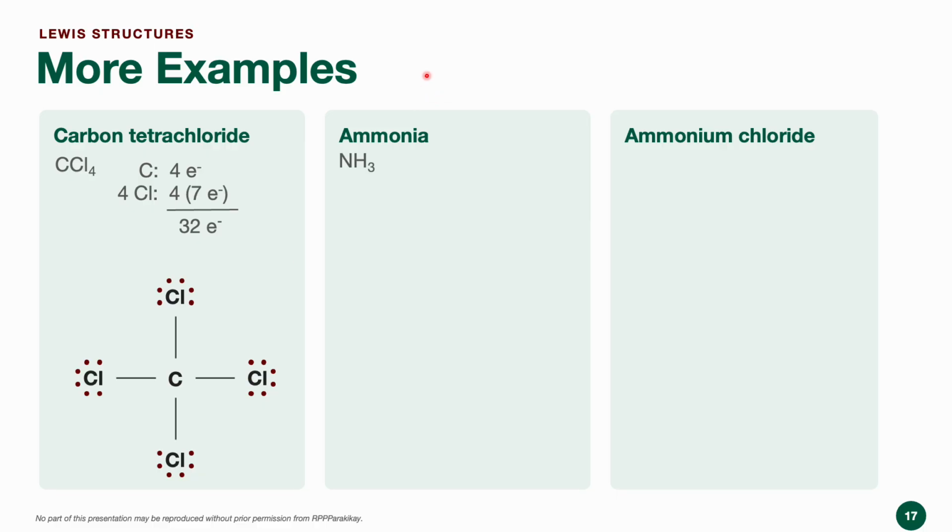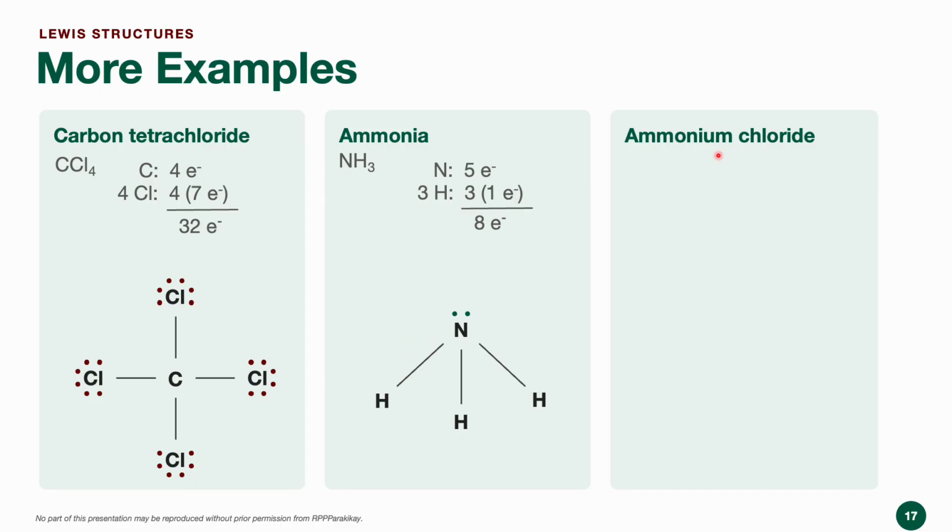Next is ammonia, NH3. Nitrogen has 5 valence electrons plus hydrogen, 1 times 3, so a total of 8 valence electrons. 3 N-H bonds will use 6 of those, leaving 1 lone pair on nitrogen. Notice here, hydrogen never gets a lone pair since it is satisfied with just 2 electrons, or 1 bond.